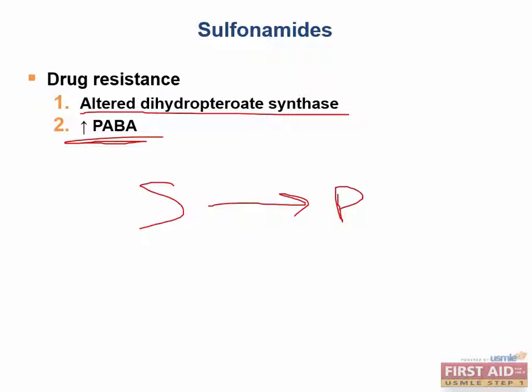Well, if we remember, competitive inhibitors bind to the same pocket in the enzyme as the substrate. So the sulfonamides compete with the substrate for the enzyme dihydropteroate synthase. So if the bacteria increase one of the substrates, or PABA, to great enough levels, like I said, it overwhelms the competitive inhibitor and allows the reaction to proceed forward and produce the product. In this case, that would be dihydropteroic acid.